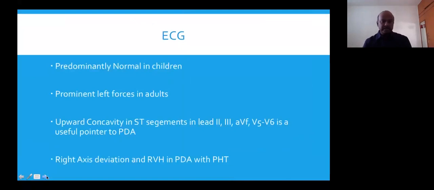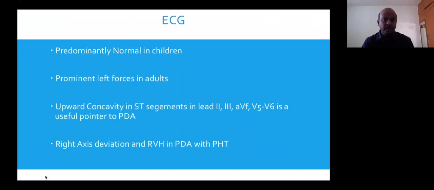Like I said, ECG doesn't contribute much. There's upward concavity in the ST segments in leads 2, 3, aVF, V5, V6, which is a useful pointer to PDA, but I don't know how useful that could be. If it's a hypertensive PDA, then you can have a right axis deviation and RVH.